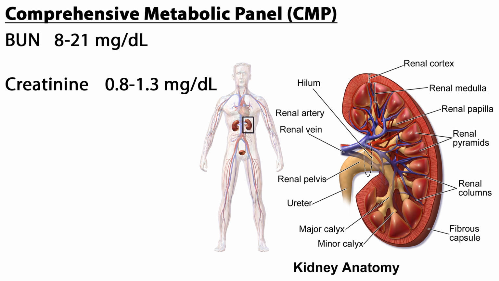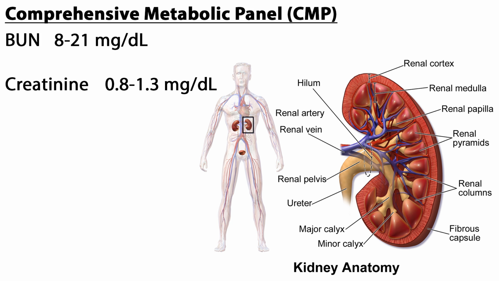Tests specific to the kidneys include BUN, or blood urea nitrogen, and creatinine. The BUN test evaluates kidney function. Urea is a waste product formed in the liver when protein is metabolized. When urea is released into the blood, it is carried to the kidneys, where it is filtered out of the blood and released into the urine.